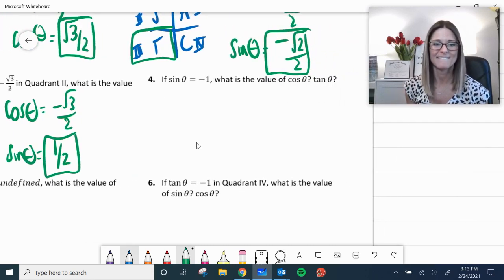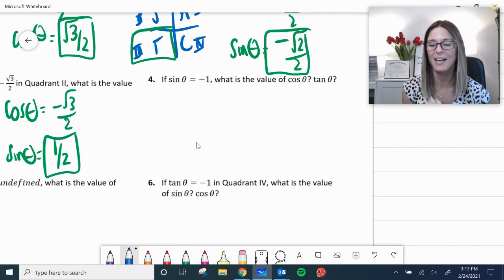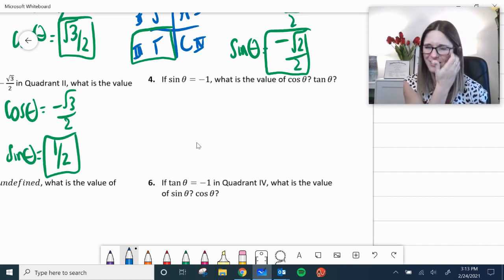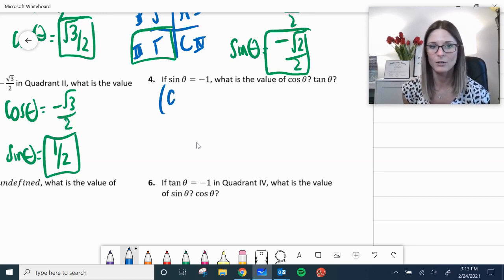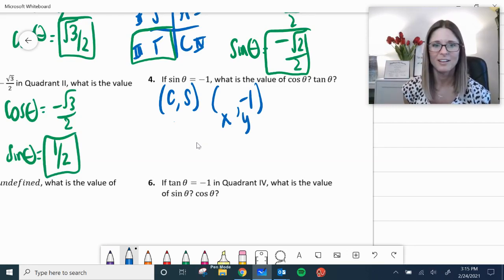Number 4, if sine theta is -1. Wait, Miss Bryan, you didn't say anything about -1. What's going on here? What is the value of cosine and tangent? Hold on. What? Okay. Remember back when we think about our ordered pairs, that is cosine and sine. So we're trying to find an ordered pair that is something, -1. And think of this as your x and y, right? So think about your coordinate plane. Where would a y value of -1 be? Right down here.